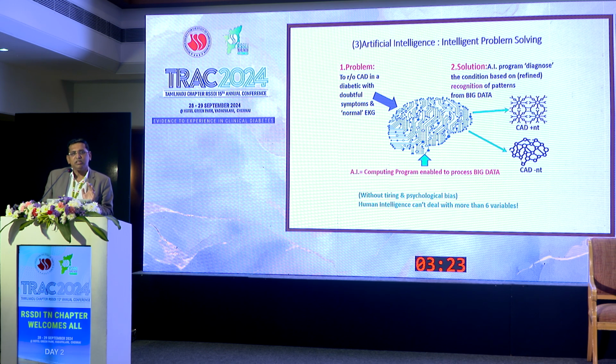In the third stage, the human is gone. The machine has learnt, the machine is performing on its own, and there is no human interference required. It is doing it without tiring, without any psychological bias. It doesn't matter whether I had a quarrel or something, it will work fine, because human intelligence cannot deal with more than 6 variables at one point of time.